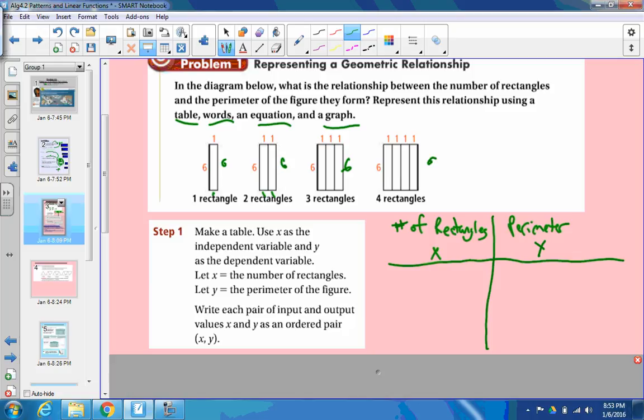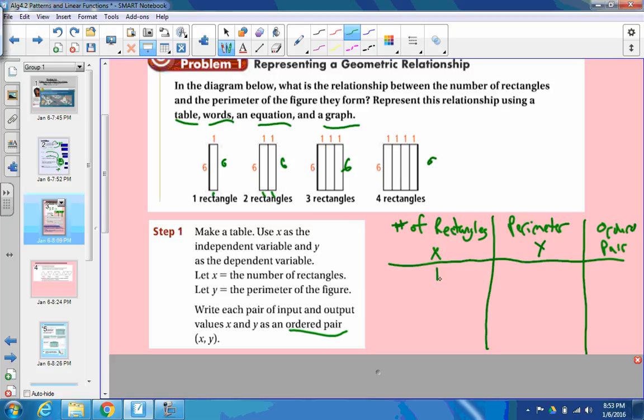So there's our t-chart. We're going to be using lots of t-charts, or these are also called tables. Use x as the independent variable, y as the dependent variable, and each pair of input and output we'll write as an ordered pair over here as well at the end. All right, if the number of rectangles is 0, obviously the perimeter is 0.